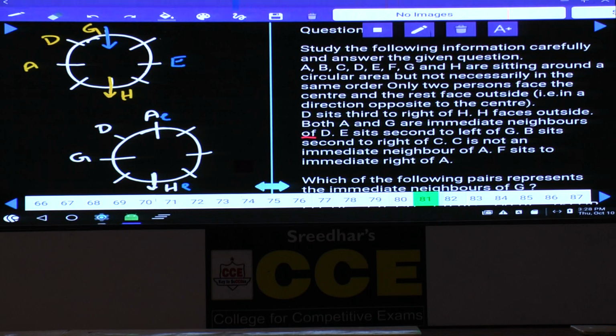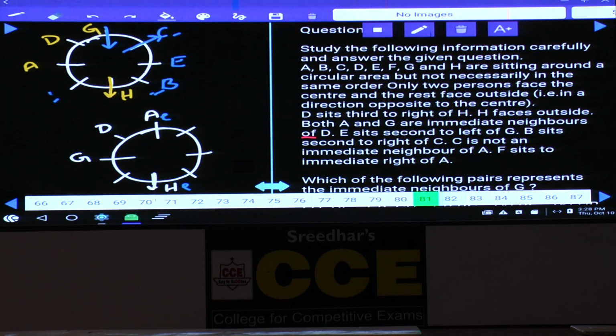And E sits second to the left of G, and B sits second to the right of C. As B is seated second to the right of C, how many possibilities here? B and C can be here, or B and C can be here. B and C can be adjacent to H, or B and C is adjacent to E. And C is not an immediate neighbor of A. As C is not an immediate neighbor of A, C must be here. If C is here and B sits second to the right of C, then B must be here. And F sits to the immediate right of A.